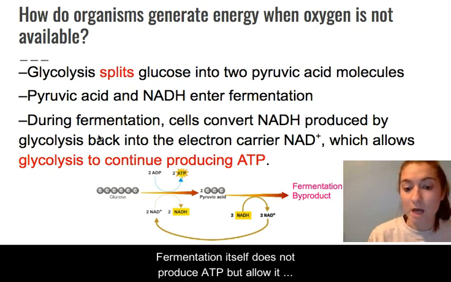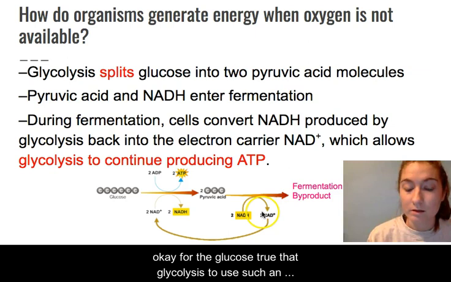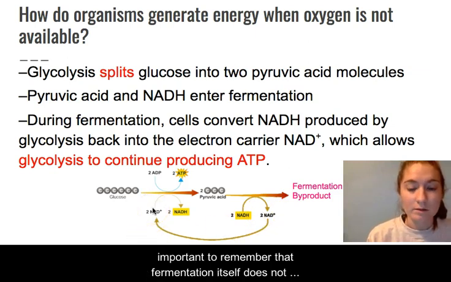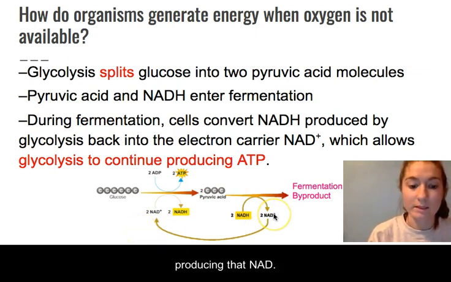Fermentation itself does not produce ATP, but it allows glycolysis to continue by producing more NAD+, okay, for the glycolysis to use. So that's a main point to remember, that fermentation itself does not produce ATP, but it allows glycolysis to continue by producing that NAD+.